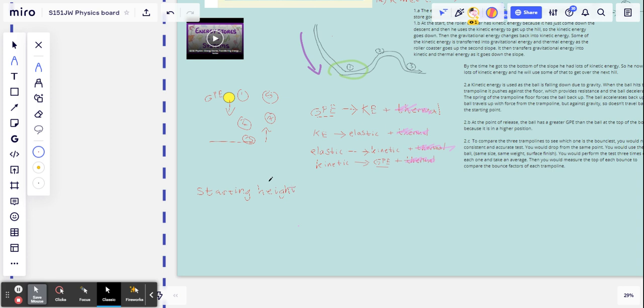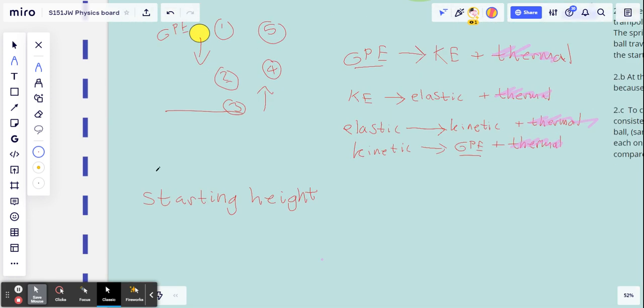I need to zoom in again. Well, that's what it started. Let's say that could be, I don't know, let's imagine that was 1 meter, and then the end height, after it's done one bounce, might be 70 centimeters. Now, if it was that, then the efficiency would be 70%, right? Because it's 70% of the 1 meter.